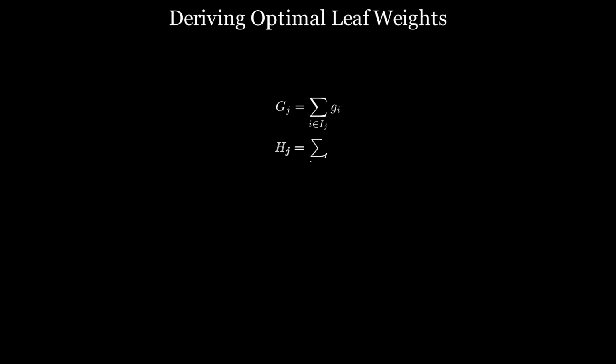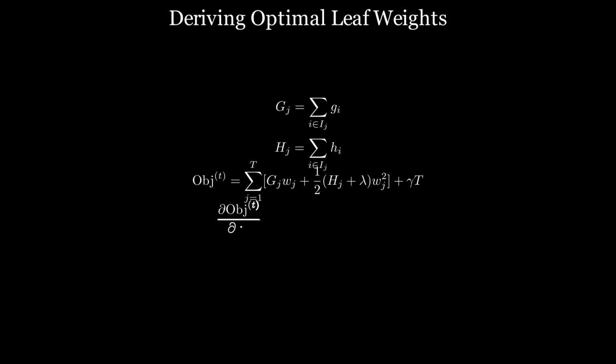Let's simplify this by defining gj as the sum of gradients in leaf j and hj as the sum of the Hessians in leaf j. Our objective for a fixed tree structure now becomes a simple quadratic function of the leaf weights wj. To find the optimal weight wj that minimizes this objective, we can treat each leaf independently. We take the derivative with respect to wj and set it to 0. Solving for wj gives us the optimal weight for each leaf.